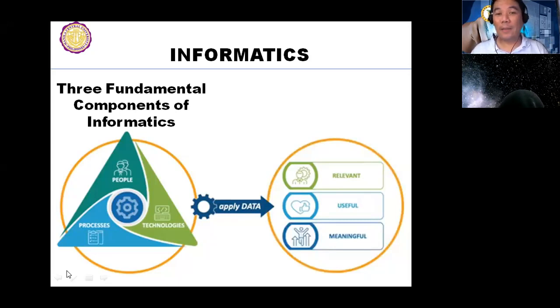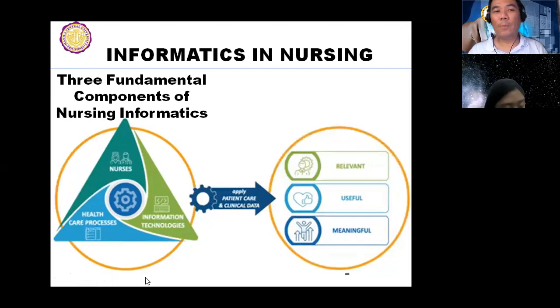And when it comes to application of this, we have the data, which could be observed by observation or terms, and it will be converted into relevant, useful, and meaningful information. If we say relevant, this is considered meaningful if it aligns with the objectives and goals of the organization. So since we have now discussed the three fundamental components of nursing informatics, just the same as the first slide that I have shown.